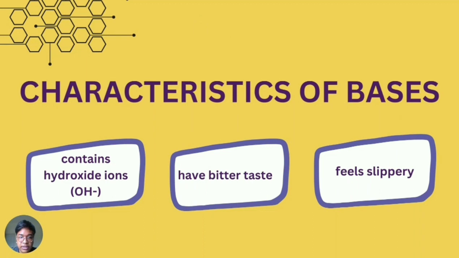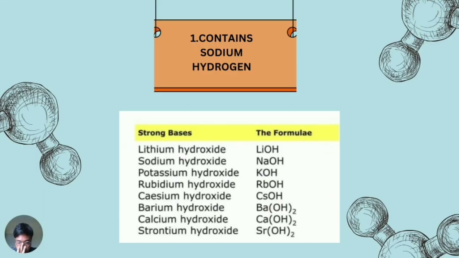like acid, base has three characteristics. The first one is it contains hydroxide ions, OH-. The second one is it has a bitter taste, and the third one is it feels slippery. These are a few examples of base: lithium hydroxide, sodium hydroxide, potassium hydroxide, rubidium hydroxide, calcium hydroxide, barium hydroxide, and lastly strontium hydroxide. These are a few examples of bases.